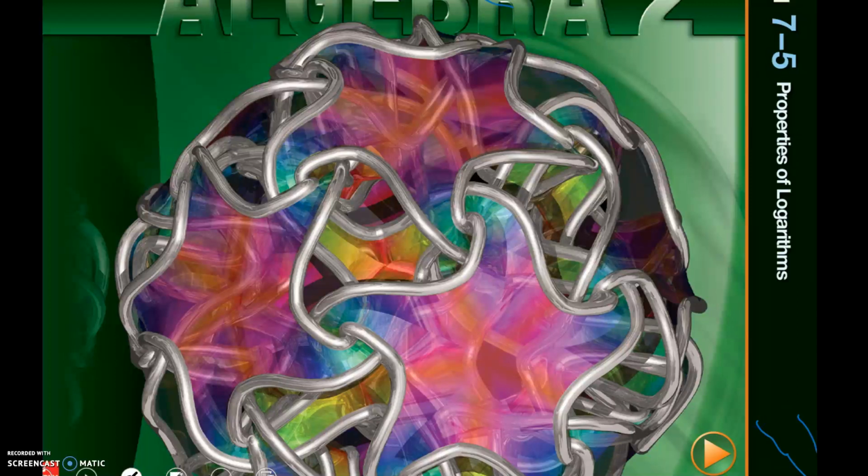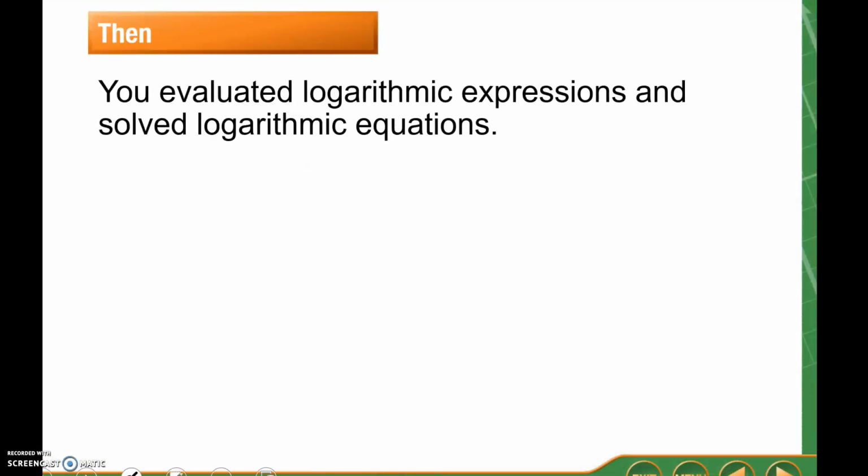Today we're going to be looking at the properties of logs. We've learned how to evaluate logarithms, and how to solve logarithms when there's one log on each side. Now we're going to look at some properties of logs so that we can work when there's more than one logarithm on a side.